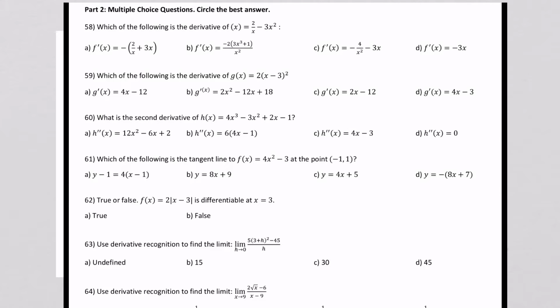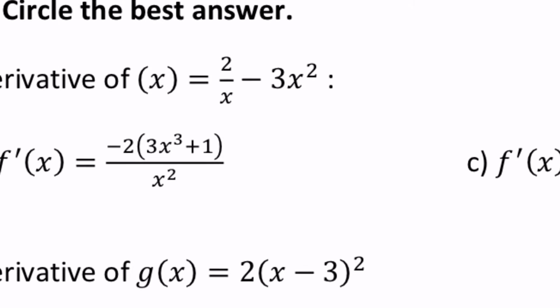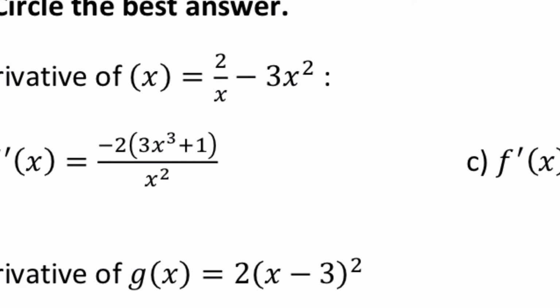So let's go ahead and do our own party here with problem number 58. Problem number 58 says, which of the following is the derivative of 2 over x minus 3x squared? And the problem is, well, let's wait until we talk about what the problem is. So let's go ahead and take the derivative. Power rule derivative. This term right here should be easy for us to take the derivative of.